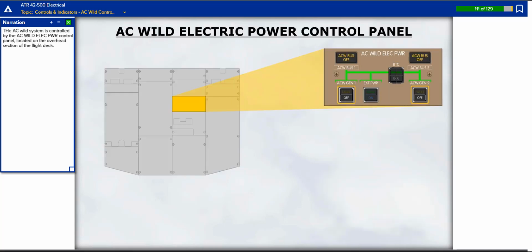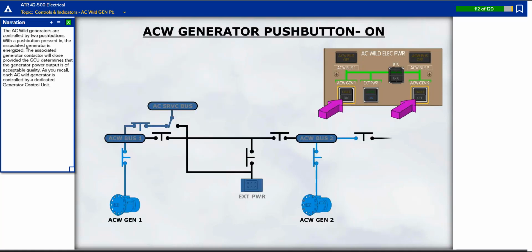The AC Wild system is controlled by the AC Wild electric power control panel located on the overhead section of the flight deck. The AC Wild generators are controlled by two push buttons. With the push button pressed in, the associated generator is energized. The associated generator contactor will close, provided the GCU determines that the generator power output is of acceptable quality.